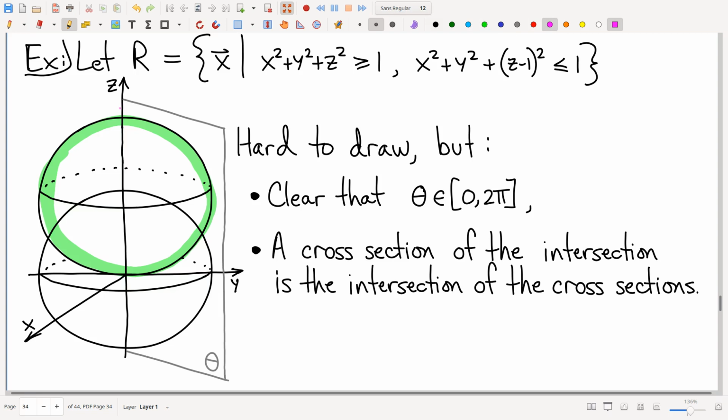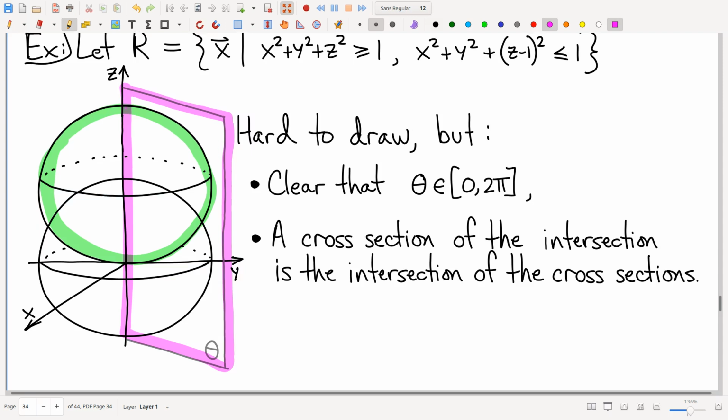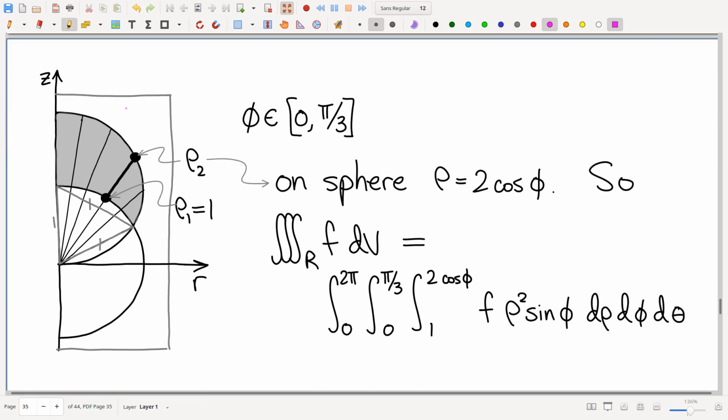So for example, if I take a theta slice, such as in purple here, of that green ball, nothing to it. That's an easy concept, right? That purple slice of this green ball is just a kind of a half disc. No problem. Let's draw that. Here it is. Here's that theta plane, and here is the half disc that is the slice of that solid ball.